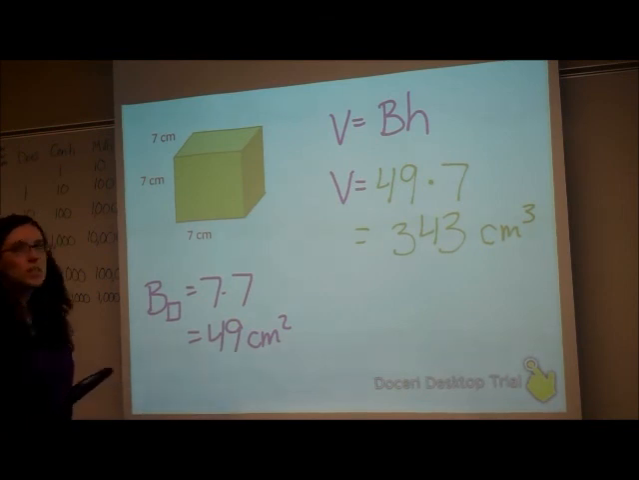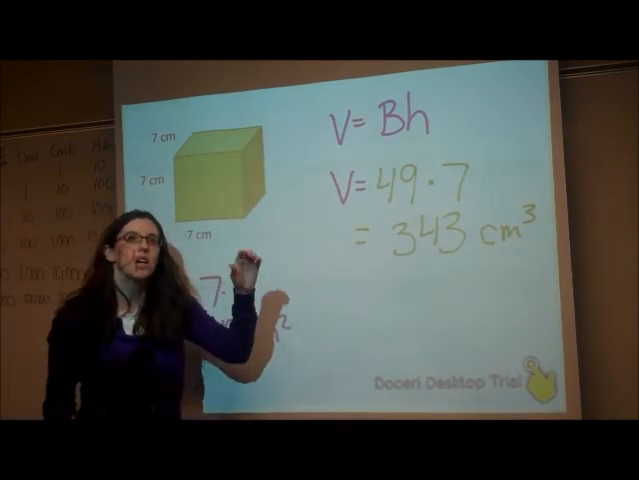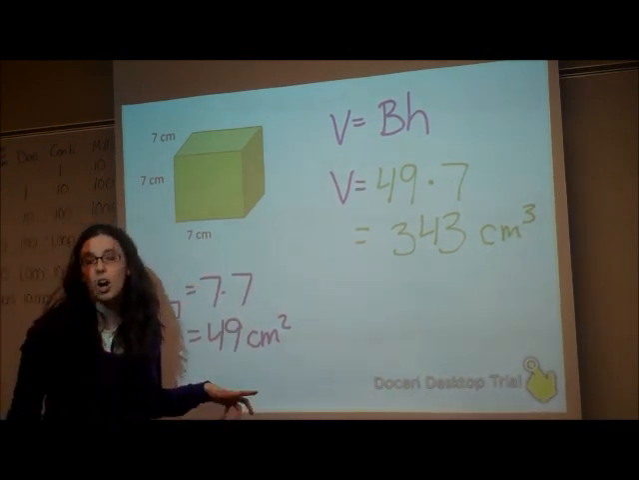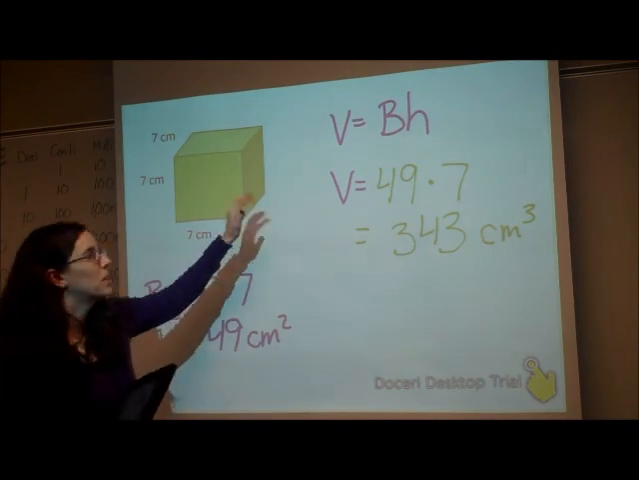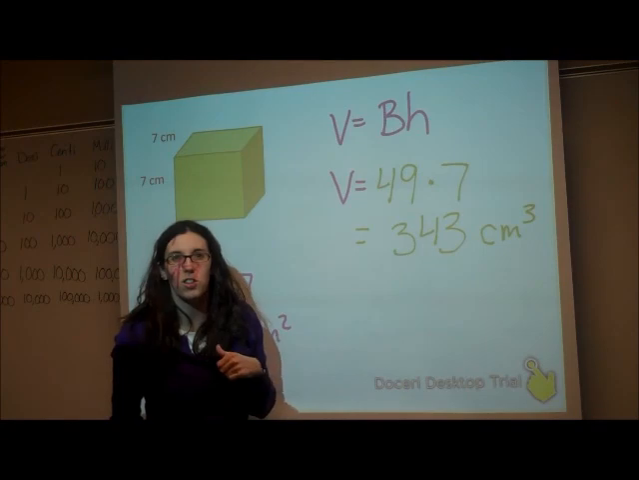Another way you could have done this is thinking back to the volume of a rectangular prism being length times width times height. With a cube, all of those are the same. So it could just be 7 times 7 times 7, or 7 cubed, which would still give you the same number.